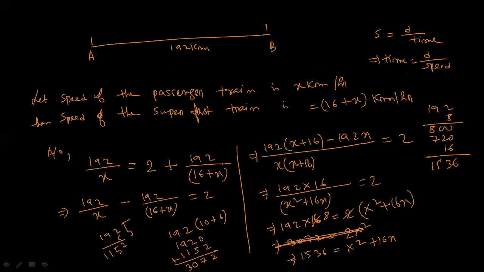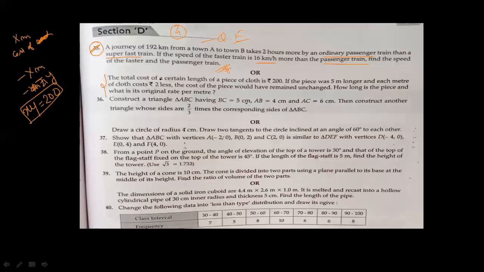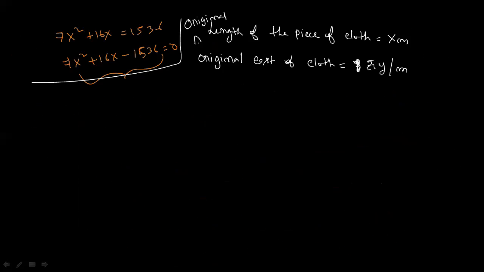Now also see the question that the total cost is rupees 200. That means this is the length of the cloth and this is the cost of the cloth. So what is the total cost? x into y. So according to the question, xy equal to 200. Give it number 1.